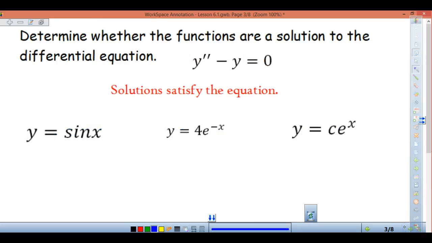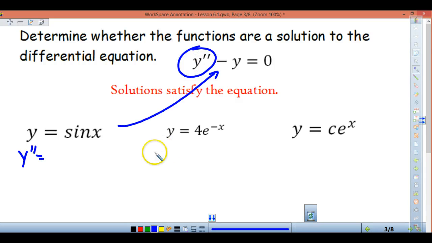All right, so one of the things that you'll be asked to do commonly is determine whether or not a function is a solution to a differential equation. So what we're going to do is see if we can meet this criteria here. What this says is that the second derivative minus the original equation is equal to 0. So I need to find the second derivative right away to check, because I need it for this.